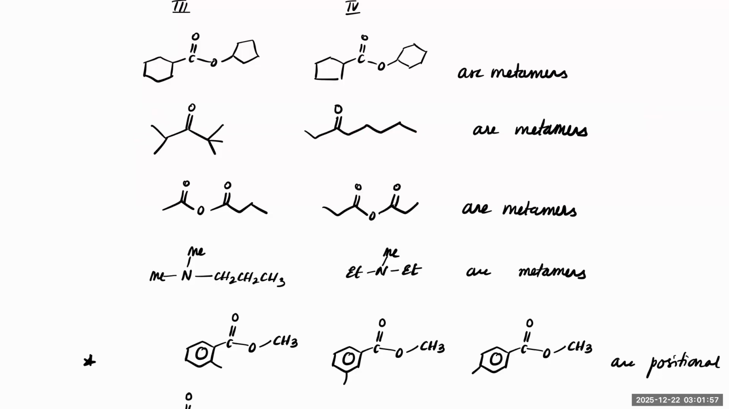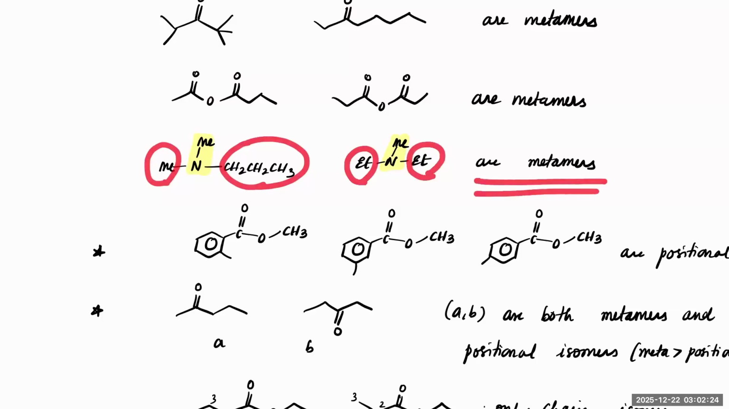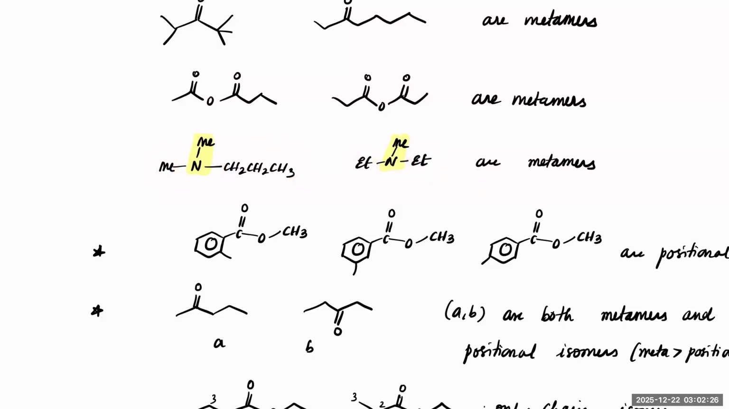Got it? Left hand side 1, right hand side 3. Left hand side 2, right hand side 2. So metamers. This is 3-degree amine. In 3-degree amine, methyl, methyl, and this time ethyl. Now keeping this part constant, see this part I am not moving, keeping this part constant. Now count left and right side. 1 and 3. Now we have 2 and 2. So these two are also metamers.